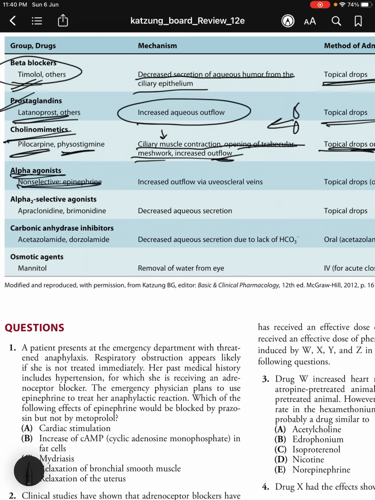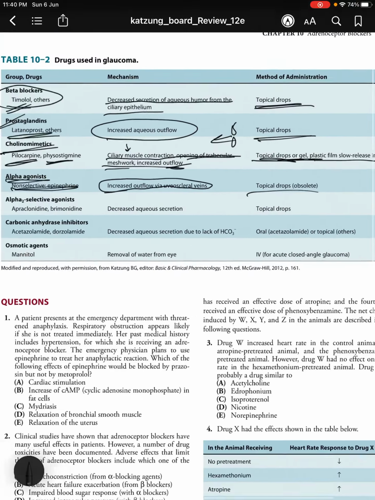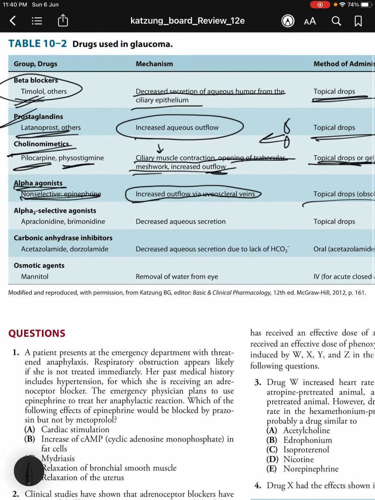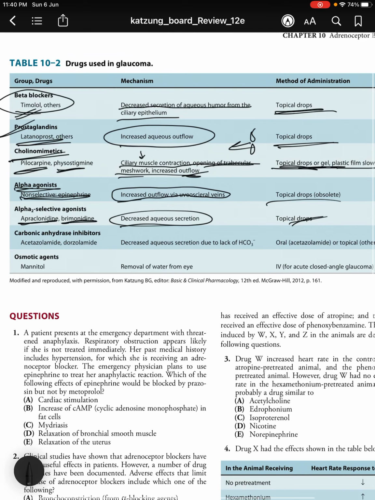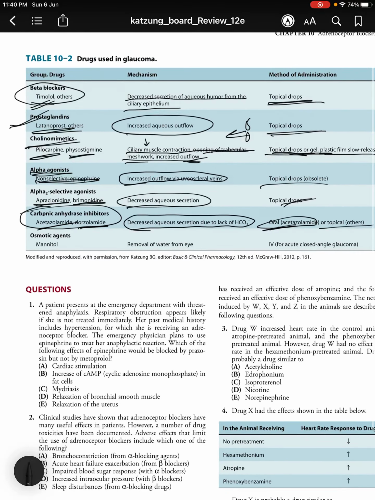Coming to alpha agonists, non-selective drugs, we have epinephrine, which increases the outflow via the uveoscleral veins because it kind of dilates the pupil. Topical drops again, but it is obsolete now. Alpha 2 selective agonists, we have apraclonidine and brimonidine. They decrease the aqueous secretion. Topical drops. Carbonic anhydrase inhibitors, we have acetazolamide and dorzolamide, which decrease aqueous secretion due to lack of bicarbonate ions. They can be used orally in case of acetazolamide or topically in case of other drugs.